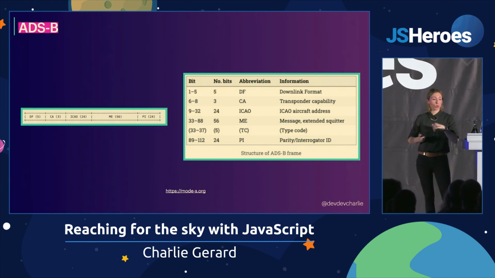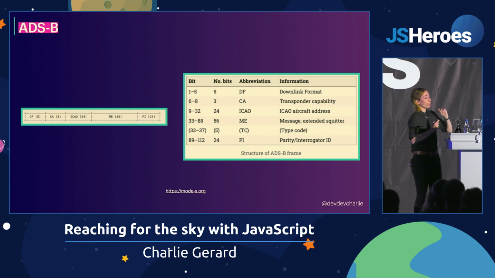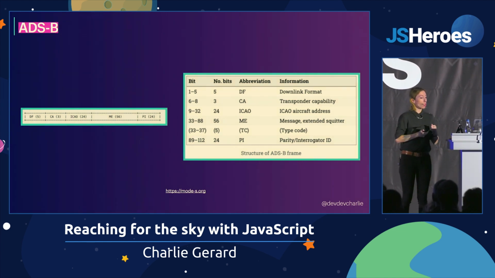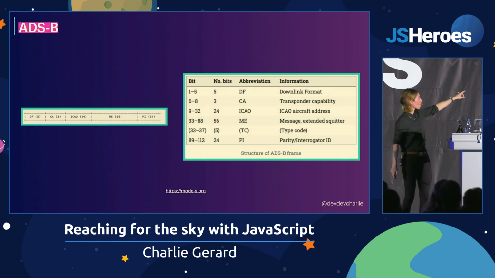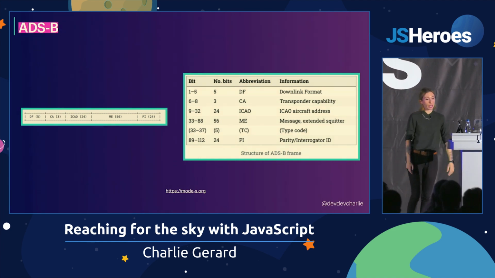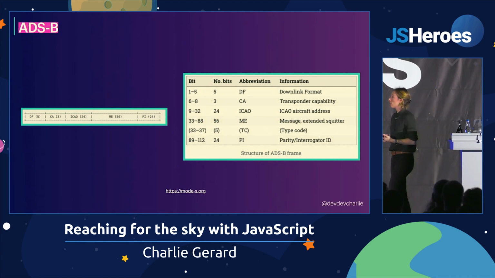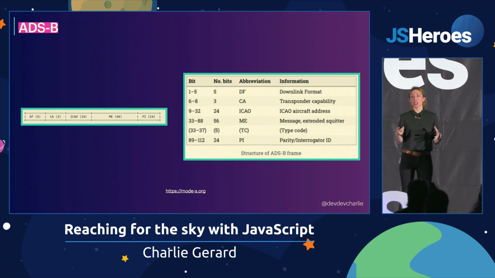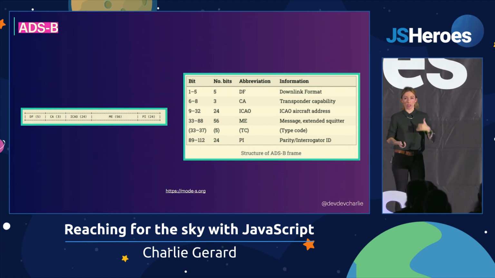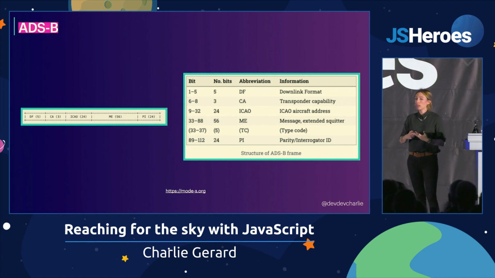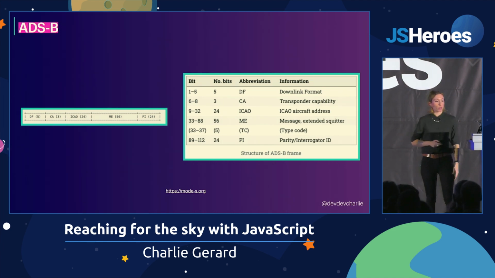So we have 112 bits, and the first 5 bits, for example, contain information about the downlink format. But we're more interested in the bits between 33 and 88, so the one below the middle line, that is going to contain information about the message that is broadcasted by the plane. So when I say message, I don't mean what the pilots talk to each other on the radio or whatever. I mean message like the position, the speed, the altitude and angle and all that stuff.